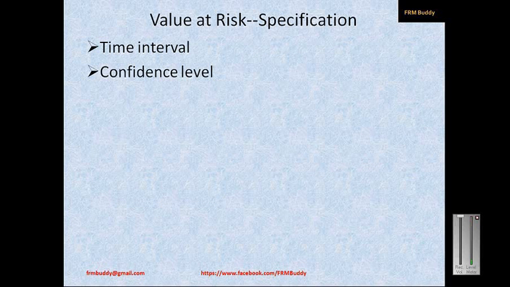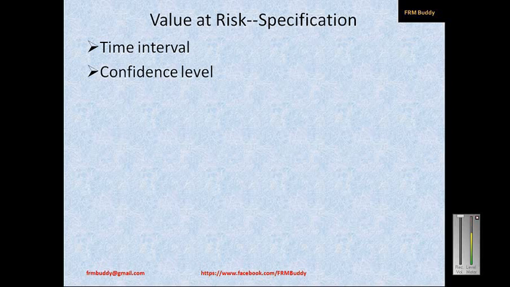And as you can see here, if you want to specify value at risk completely, you need to specify the time interval, such as 1 week, 1 month, or 1 year, or whatever, and also the confidence level, such as 95%, 99%, etc. So if you find any one of those two specifications not given, then in that case the value at risk hasn't been completely specified. So in order to completely specify value at risk, you need to give these two specifications.